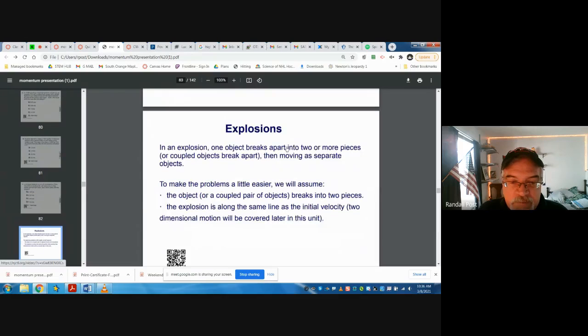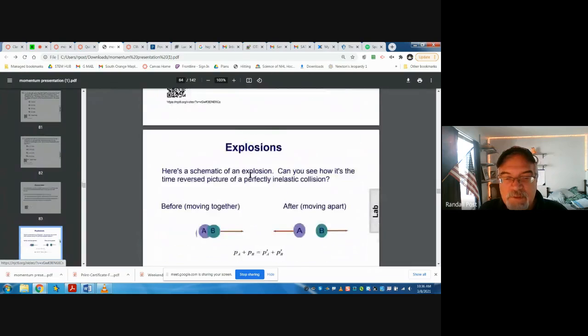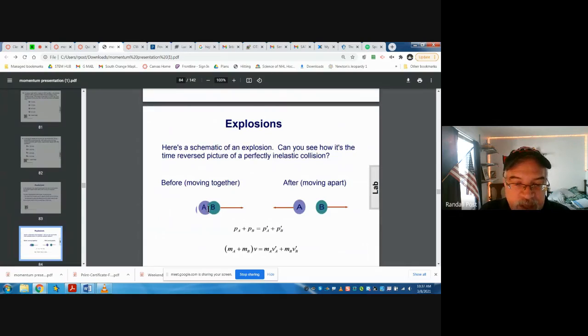Finally, we have explosions. And an explosion is exactly what it sounds like. If you took A, B stuck together in the beginning, and you had a little firecracker in between A and B, and you exploded it. Boom. A goes this way, B goes this way. Well, this is simply the reverse of the collision where they got stuck together. It's simply the reverse. So it doesn't really matter before and after, right? You know they're equal.